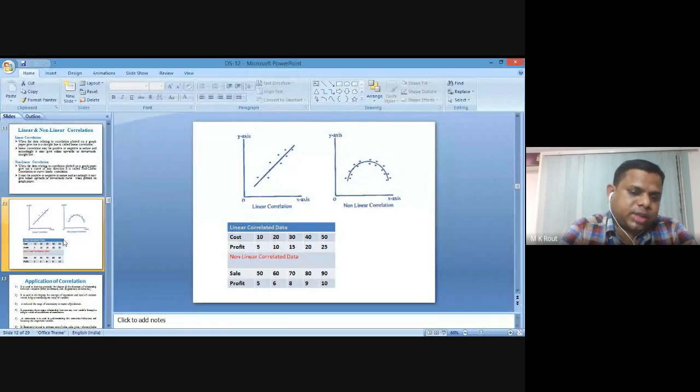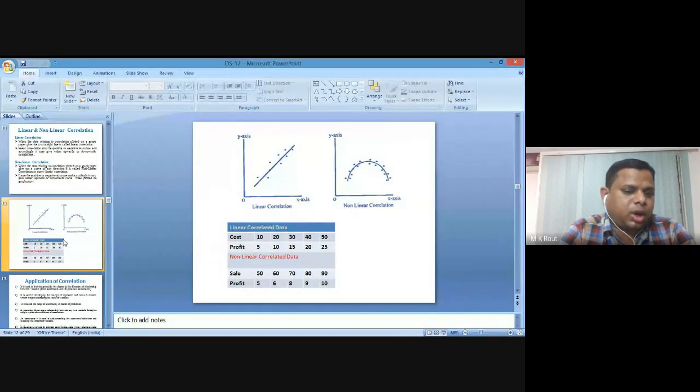So from the statistical point of view, in the case of linearly correlated data, suppose cost versus profit. If the cost ranges from 10 to 15, similarly the profit of that particular data should range from 5 to 25. That directly gives an idea that on graph paper it should be a straight line.